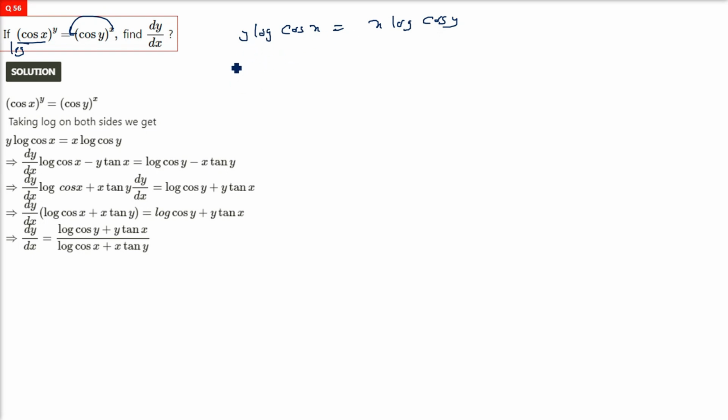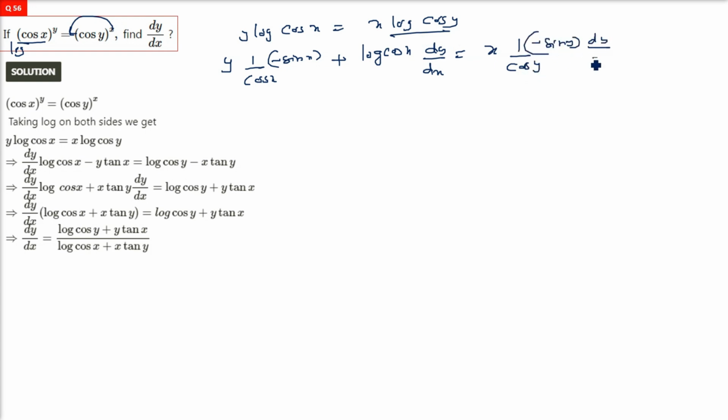So for y log cos x, it will be y times 1 by cos x, and cos x differentiation will be minus sin x, plus now log cos x and dy by dx of y, dy by dx actually, equals now x outside, log cos y, 1 by cos y will be minus sin y, plus dy by dx also. Why? Because we're differentiating y. And then log cos y, d by dx of x is 1.